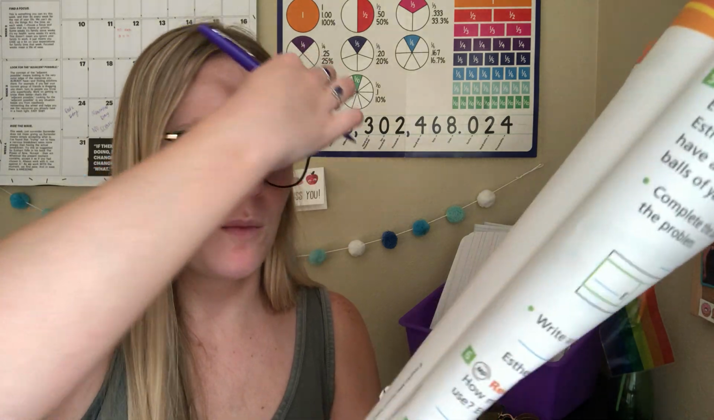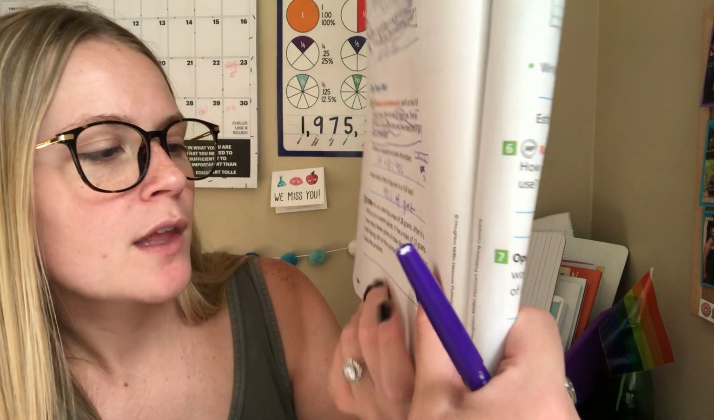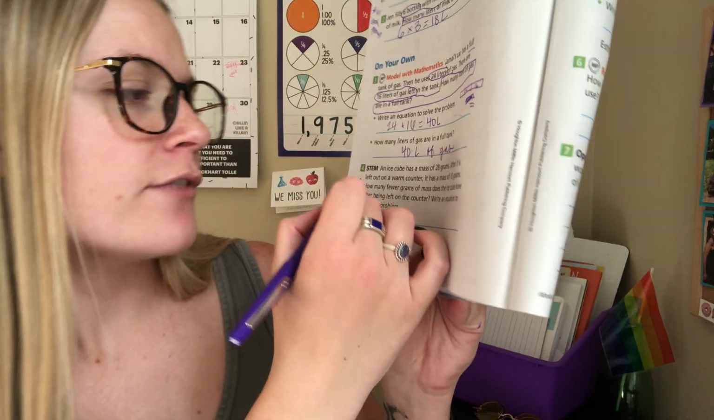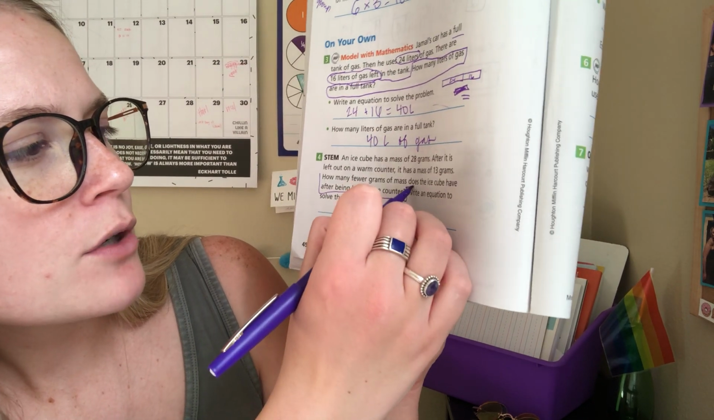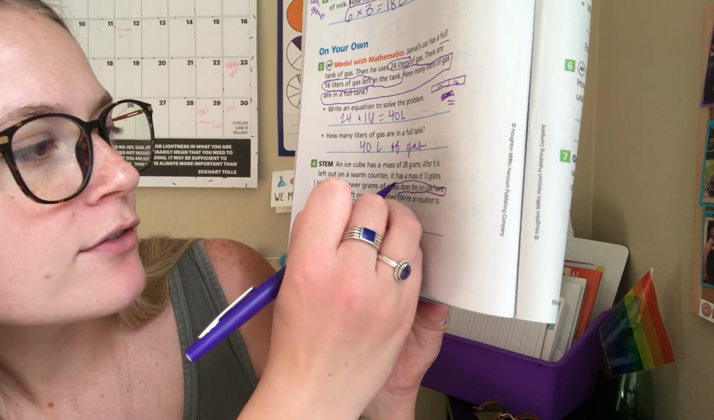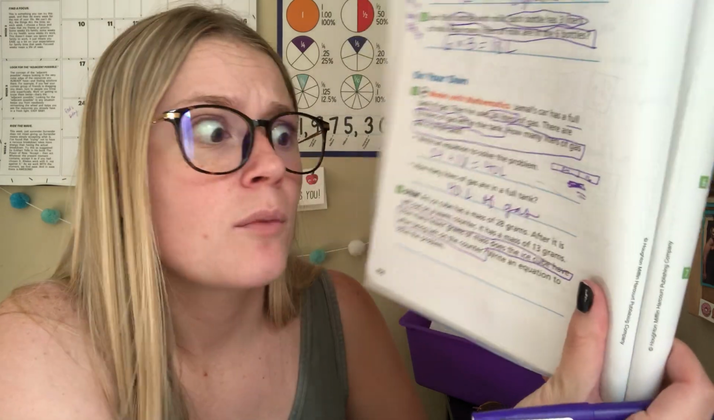Yay! All right. Number 4, an ice cube has a mass of 28 grams. After it is left out on a warm counter, it has a mass of 13 grams. How many fewer grams of mass does the ice cube have after being left on the counter? Write an equation to solve the problem. So this is a story problem. What am I trying to find? I want to know how many fewer grams of mass does the ice cube have after being left on the counter. Okay, you might be reading that and you're like, oh my gosh, what is it even trying to tell me? So let's break it down.